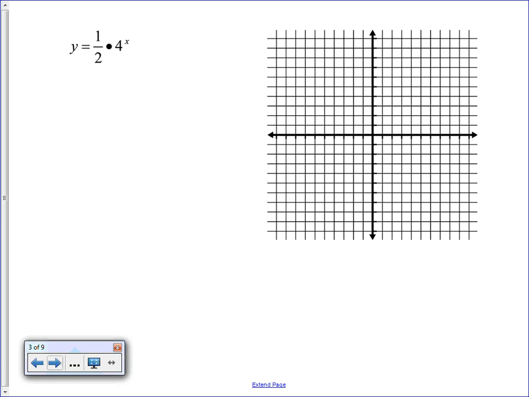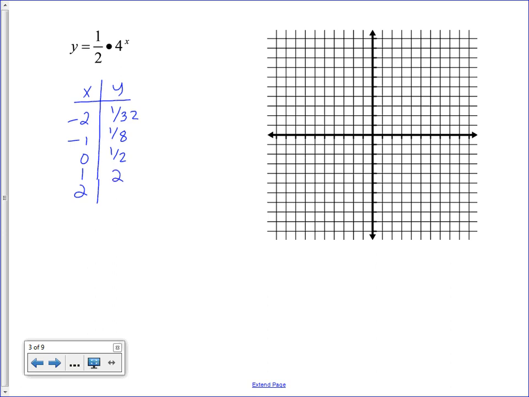Now a slightly more complicated function. If you've got something being multiplied by your exponential term, you still want to pick the same values for x, do the exponent first, and then multiply by the coefficient, which is 1/2. So do the exponent first. 4 to the negative second power means 1 over 4 to the second power, which is 1/16. And 1/16 times 1/2 is 1 over 32. This would be 1/8. 4 to the 0 power is 1. 4 to the 1 power is 4, and then we multiply it by 1/2. And 4 to the second power is 16, we multiply that by 1/2.